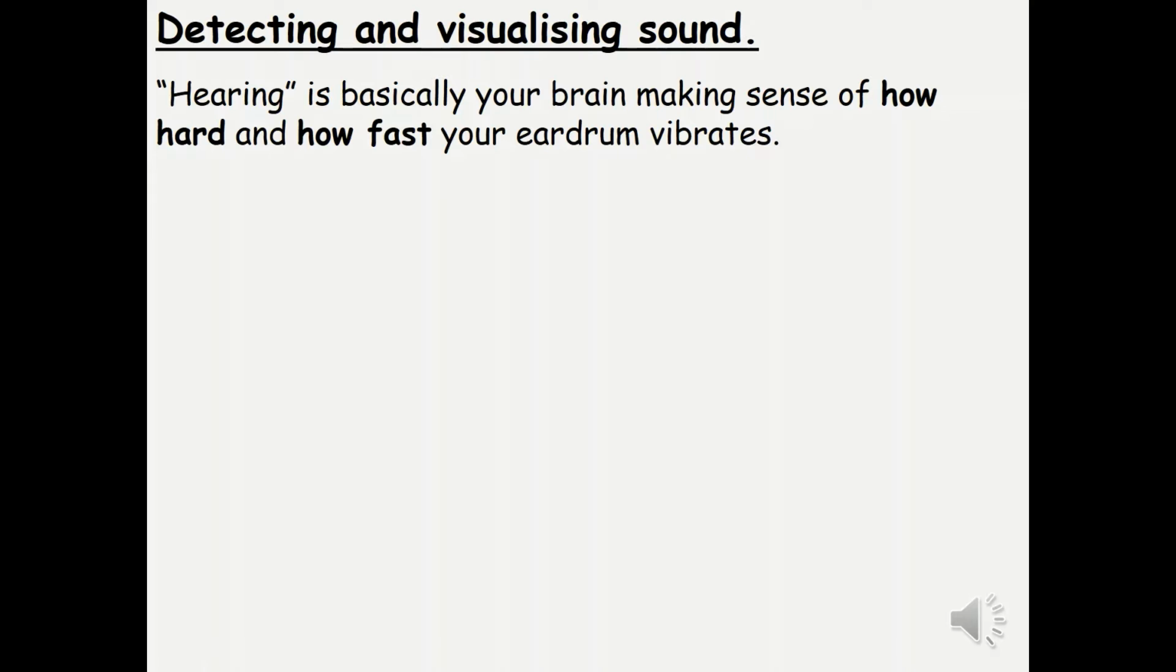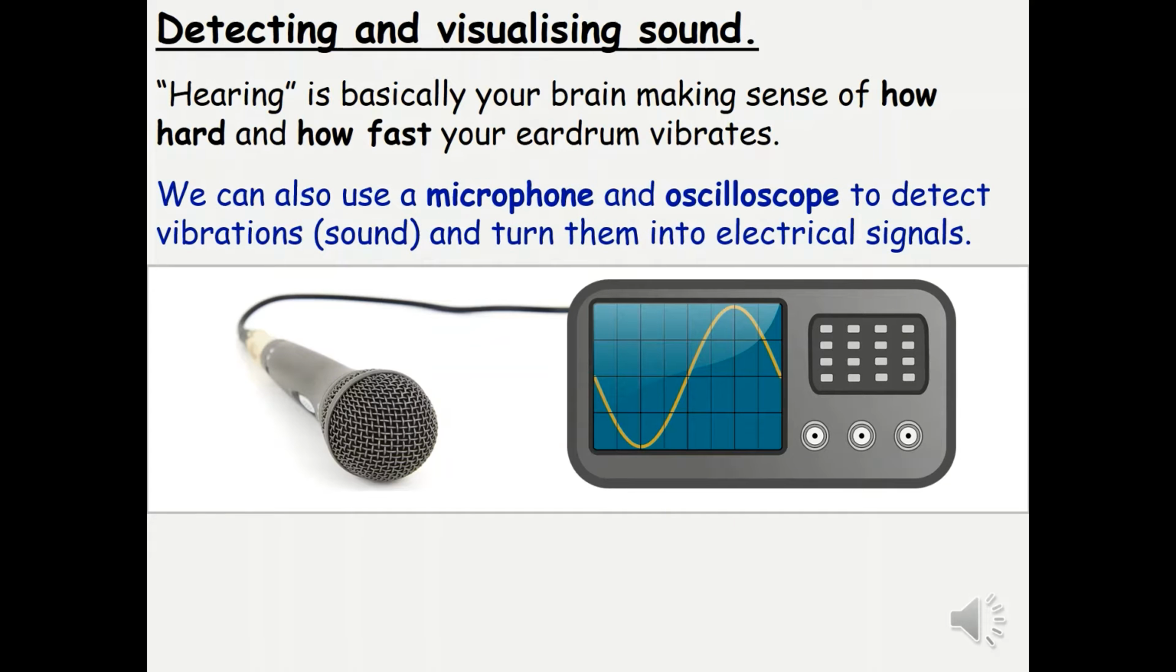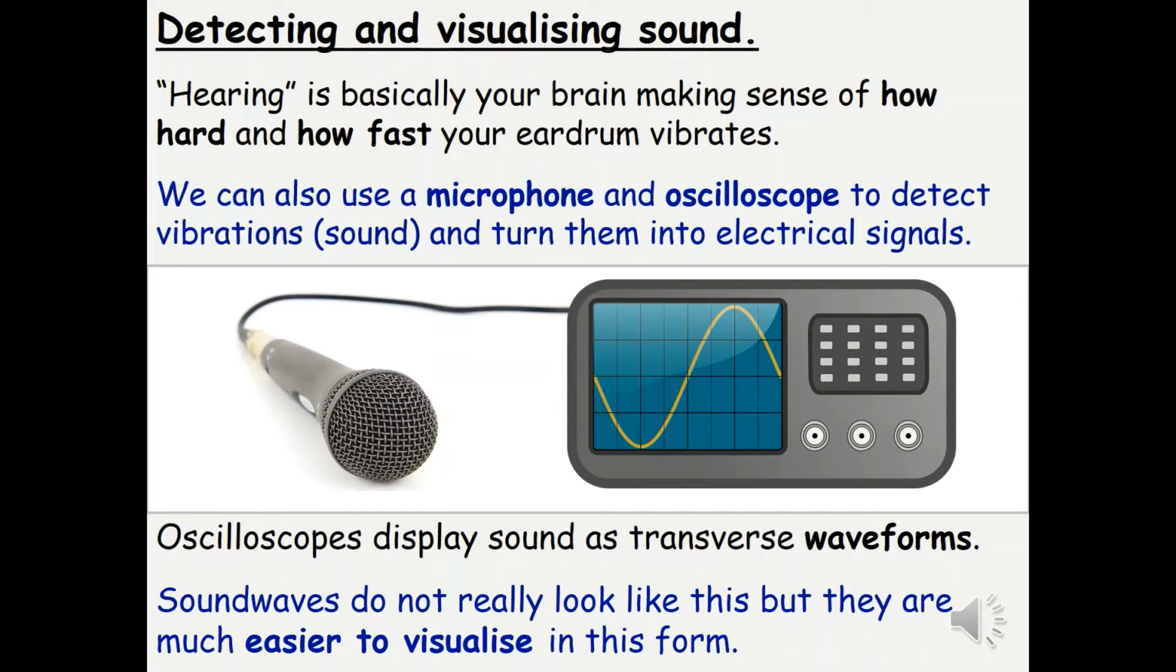Now, we can detect and visualize sound. We have said previously that hearing is basically your brain making sense of how hard and how fast your eardrum vibrates. We can also use a microphone and oscilloscope to detect vibrations, such as that of sound, and turn them into electrical signals. Oscilloscopes display sound as transverse waveforms, but sound waves do not really look like this, but they are much easier to visualize in this form.